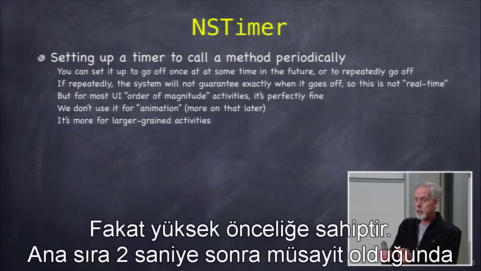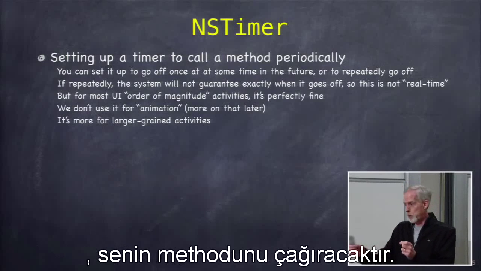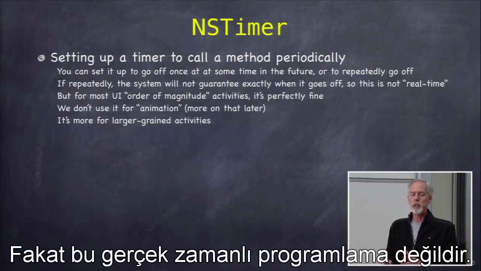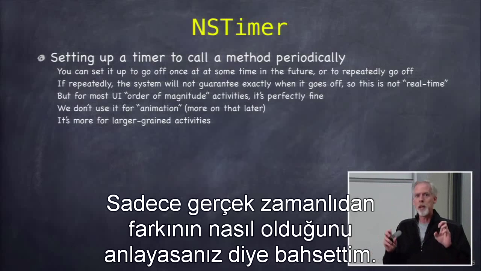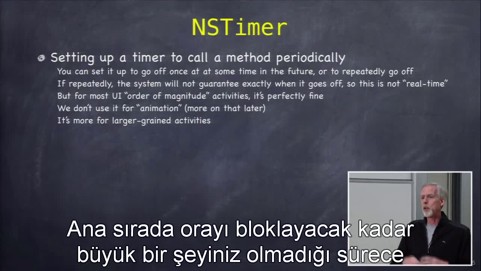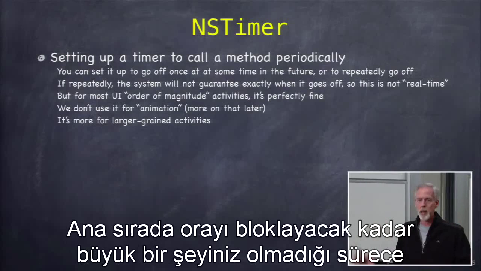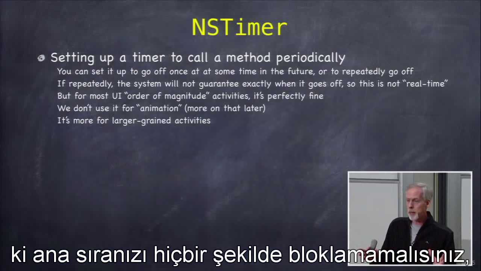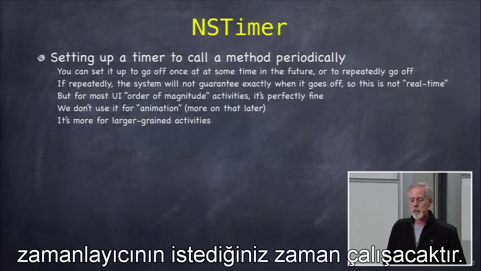So as soon as the main queue becomes available after 2.0000 seconds have happened, it's going to call your method, okay? But it's not a real-time programming thing. I mentioned that for those of you who are like systems OS people and you're used to real-time APIs. This is not real-time, but it's really, really, really close to real-time. Okay? As long as you don't have any big things on your main queue that are blocking it up, which you shouldn't have anyway, right? Never block your main queue. Then your timer's pretty much going to run when you want.